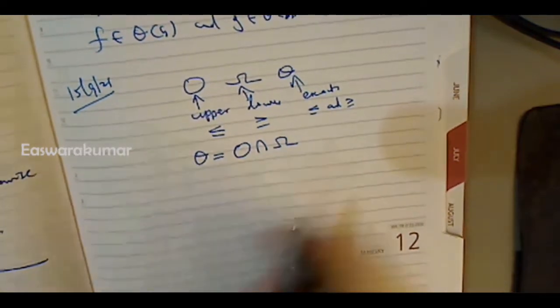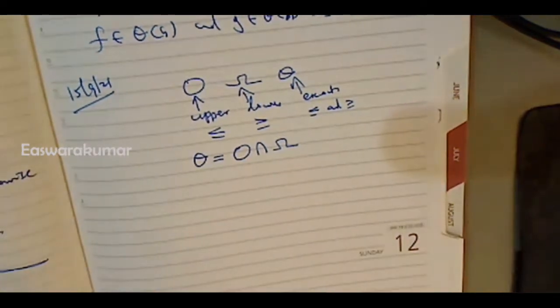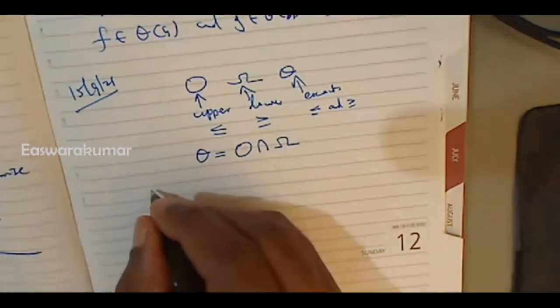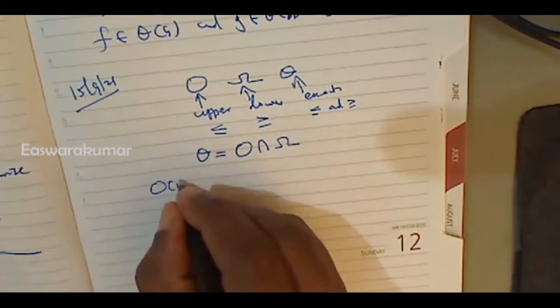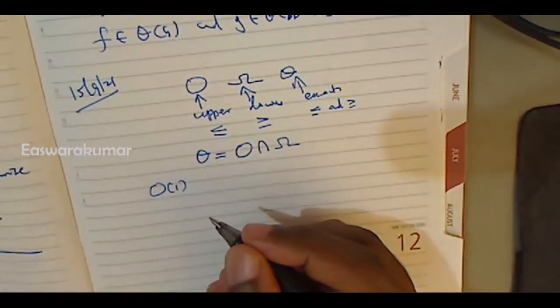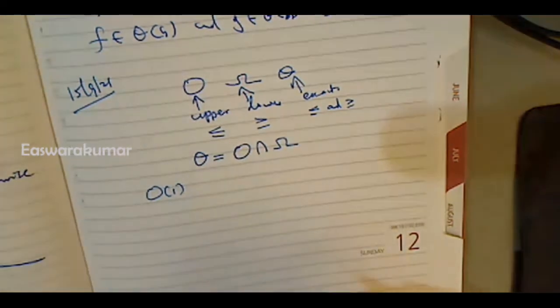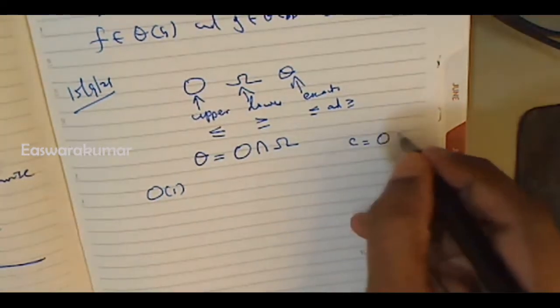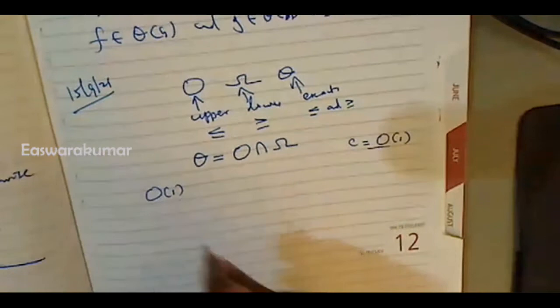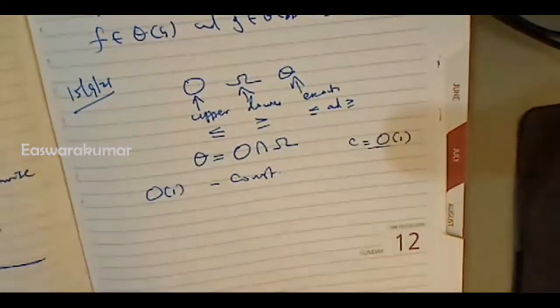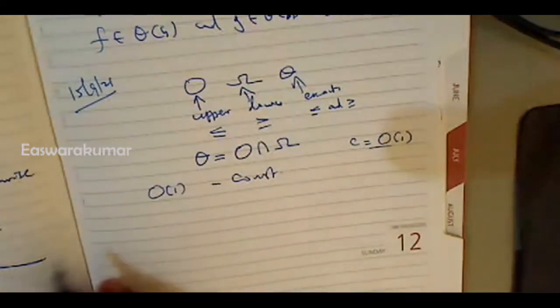And just for you to know that, let me explain that. Suppose we have the complexity something like order of 1. So order of 1 actually is a constant, right? Any constant can be stated as order of 1. So this is called a constant value. So whenever the complexity is order of 1, we say that time complexity is constant.